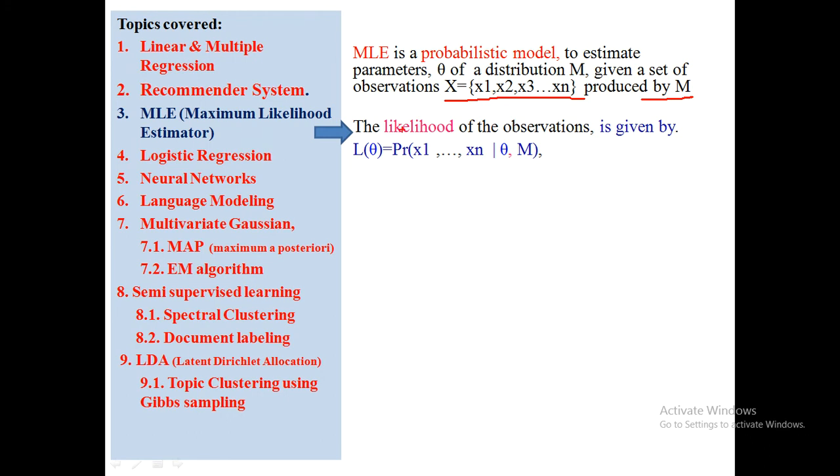For that, first we have to formulate the problem as likelihood of the observations. So the likelihood of a sequence of observations is the joint probability of these observations given parameter theta and model. Let us say we have a coin and we toss the coin several times and we get a sequence of outcomes, that is head, tail, tail, head, head, tail, like that.